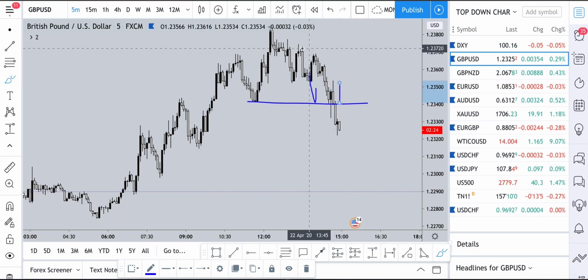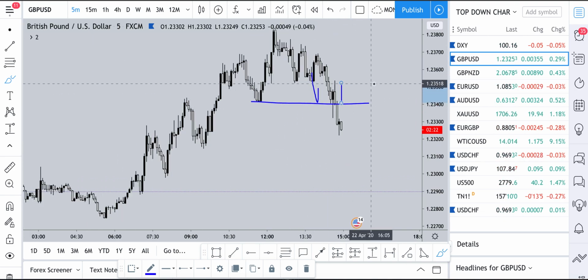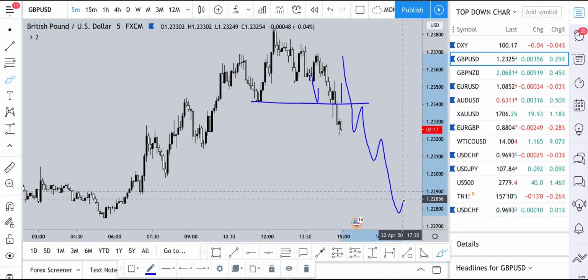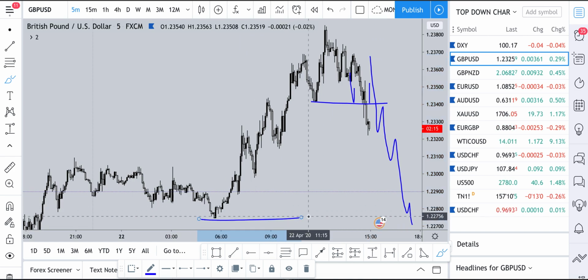So what you can say now is the market structure's changed. So we'll probably see something like that. That's what I'm expecting, right? Price to come back down to here somewhere.